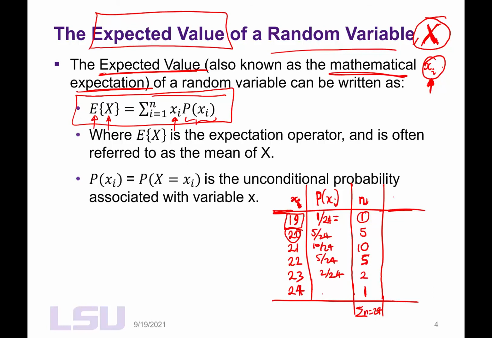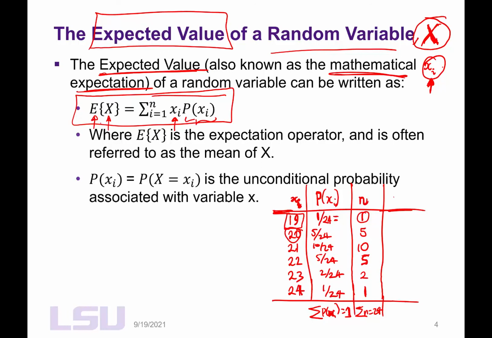So those are the probabilities. If you add up these probabilities together, what do you think it's going to be? It's 1 plus 5 plus 10 plus 5 plus 2 plus 1 divided by 24. So it's going to be 24 divided by 24. And that sum of the probability is 1.